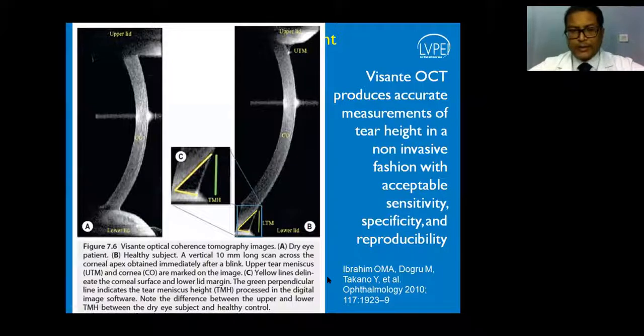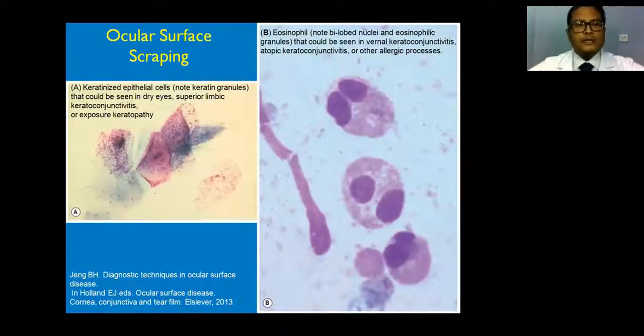Another useful tool is the Visante OCT, which provides accurate measurements of the tear height in a non-invasive fashion with acceptable sensitivity and specificity, and it is a reproducible test. Ocular surface scraping can show keratinized epithelial cells. Note the keratin granules that could be seen in dry eyes, superior limbic keratoconjunctivitis, or exposure keratopathy. Eosinophils can be seen in patients with vernal keratoconjunctivitis, atopic keratoconjunctivitis, or other allergic processes.